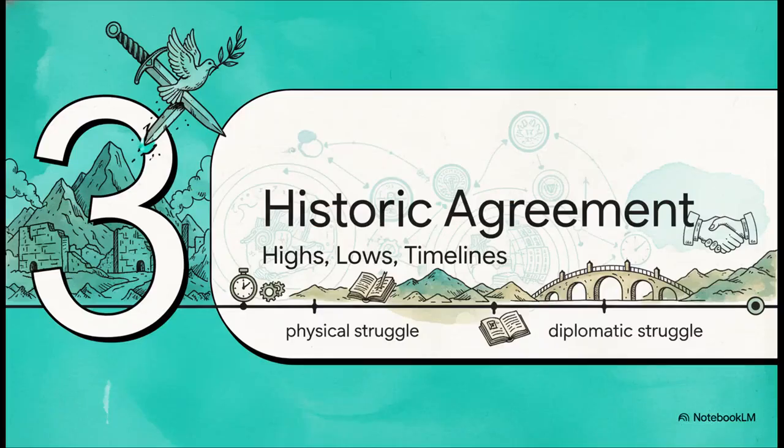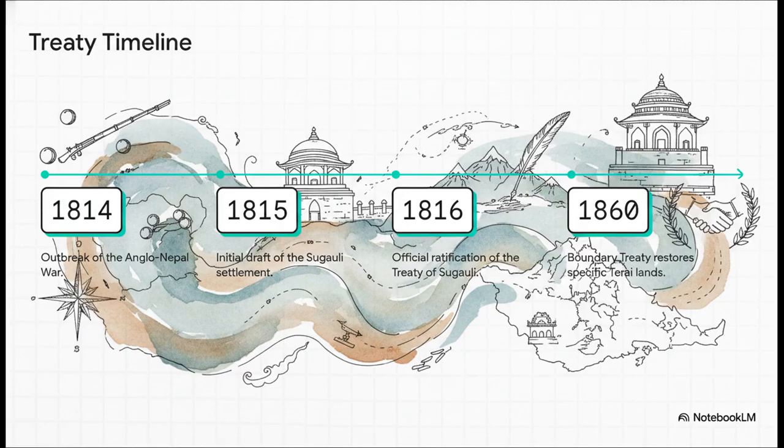Moving on to Section 3, the historic peace agreement, highs, lows, and timelines. The whole peace process wasn't exactly smooth sailing. It was a really turbulent diplomatic struggle. After the war broke out in 1814, an initial draft was drawn up in 1815 in the village of Sugauli. But the King of Nepal pushed back, and official ratification didn't happen until March of 1816.